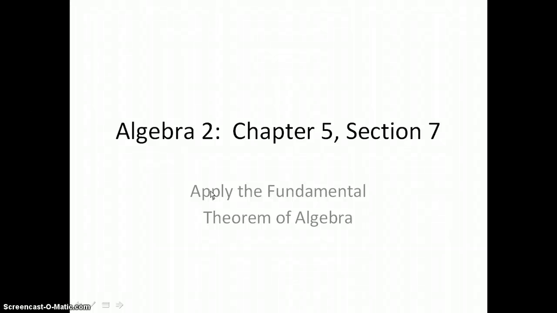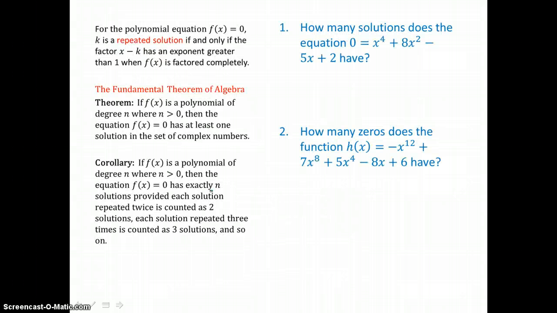In section 5.7, you will apply the fundamental theorem of algebra and answer this question. How many solutions does the equation 0 equals x to the fourth plus 8x squared minus 5x plus 2 have? The fundamental theorem of algebra and its corollary tells us that the number of solutions is the same as the degree of this polynomial equation. So since it's degree 4, we know that it's going to have 4 solutions.